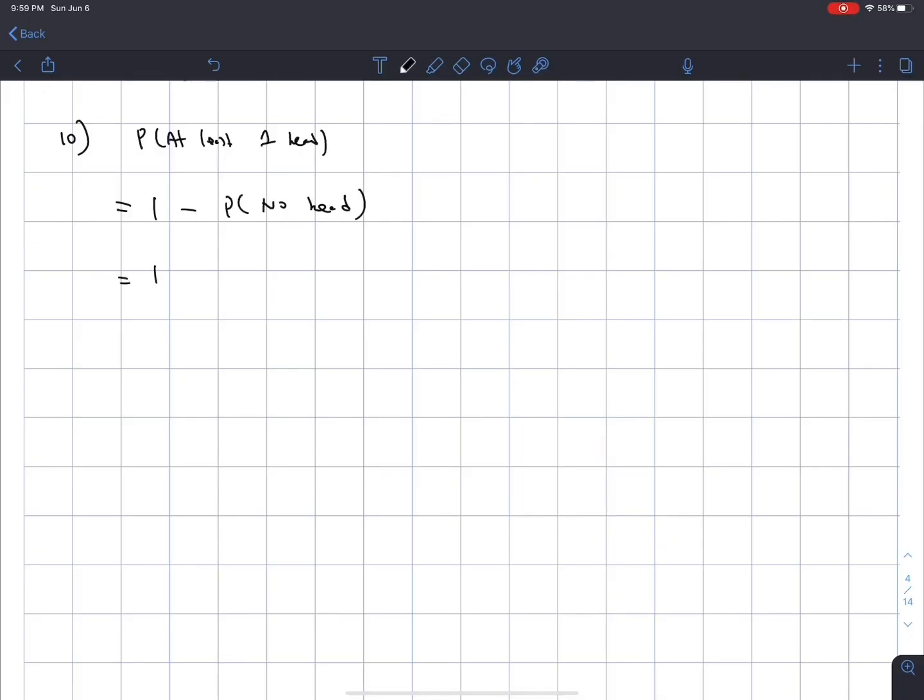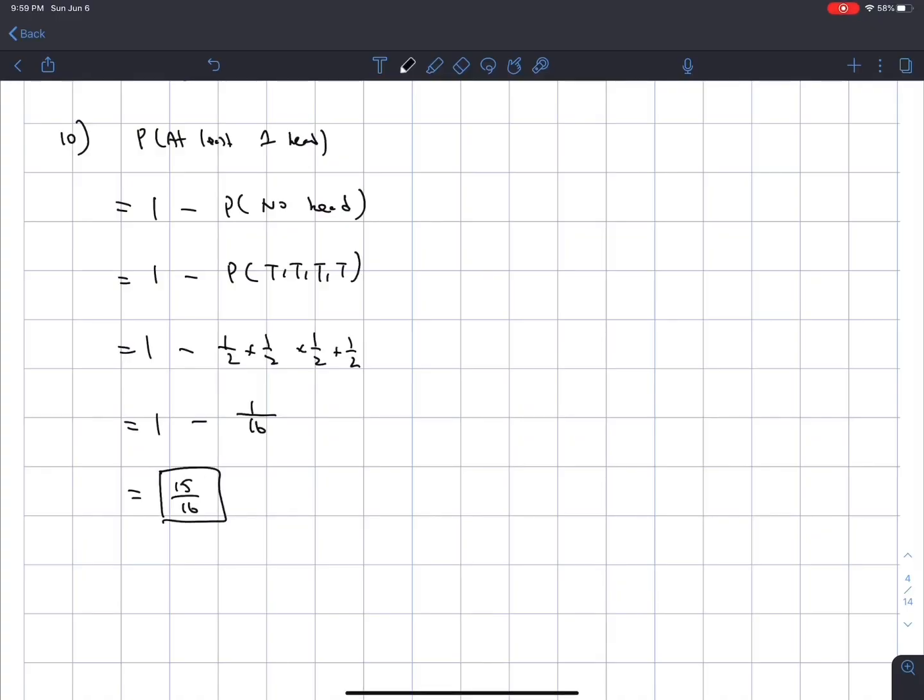So the probability of no head is more straightforward. It would just be tails for all 4 flips, and each time getting a tail is a 1/2 chance. So now we have 1 minus 1 over 16. So the answer is 15 over 16. That's the probability of getting at least one head.